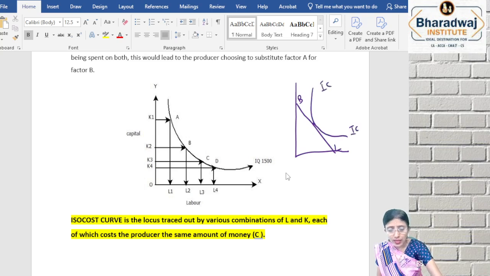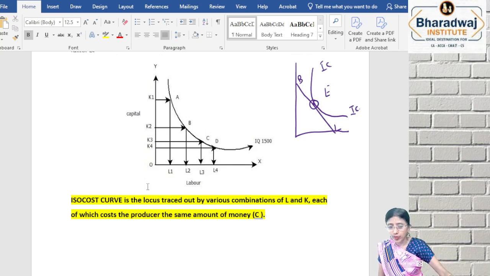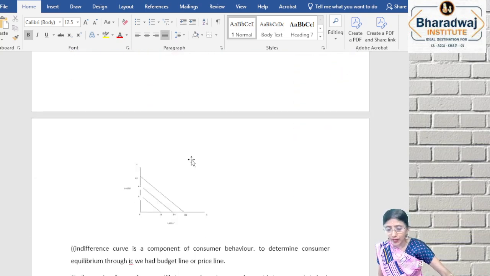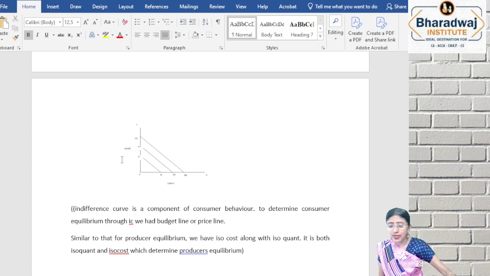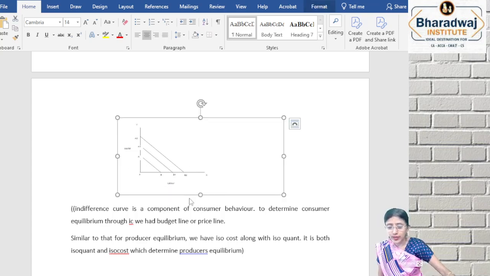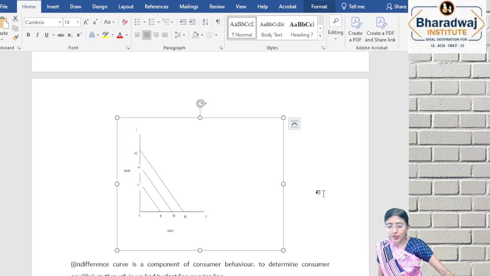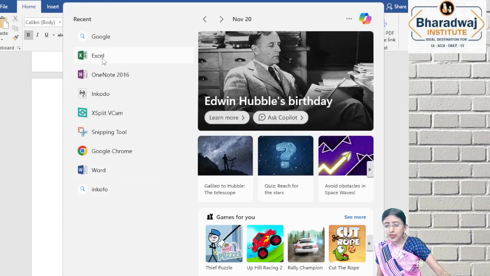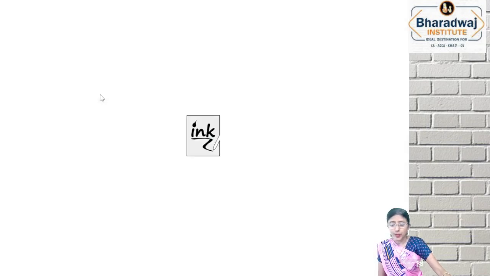So this is the budget line BL and indifference curve, two tools to determine the consumer equilibrium. Here, this is consumer equilibrium. In producer equilibrium you will not have IC, you will have IQ. And in the place of budget line you will have ISO cost line. This is called the ISO cost line. Please look at it, this is not your budget line. I just tell you this, please note it, it's an exam tip I am giving you.